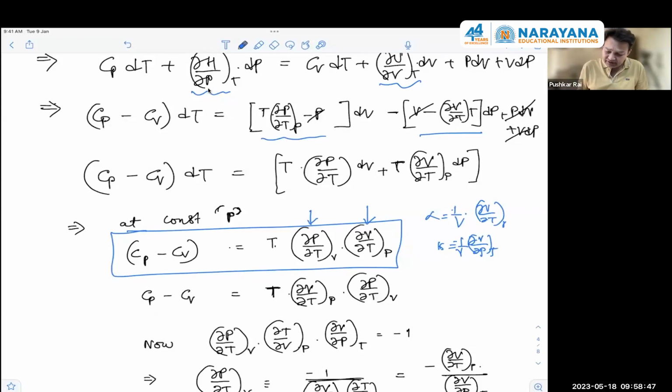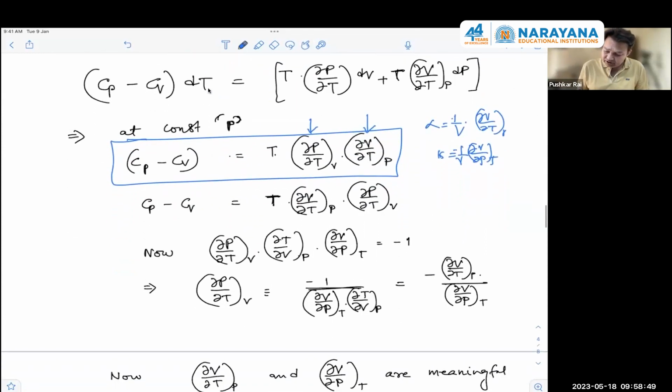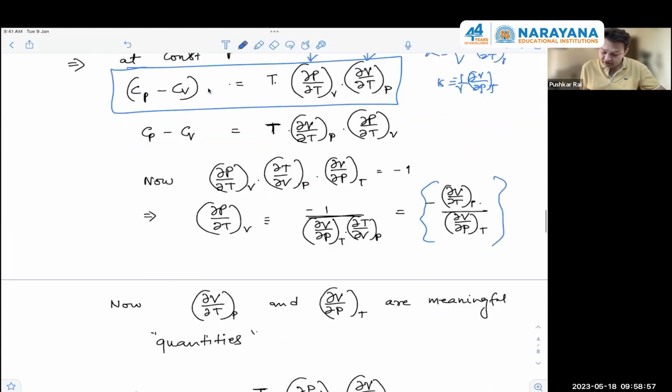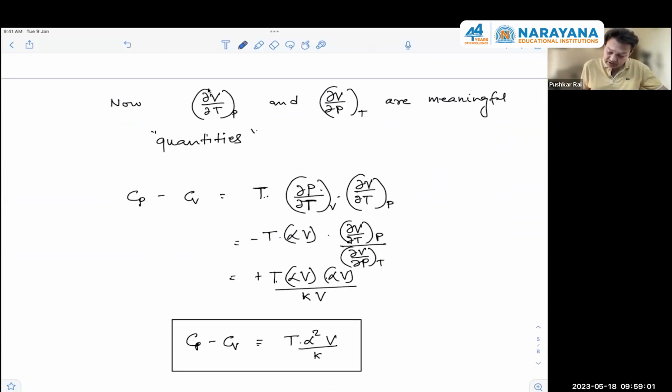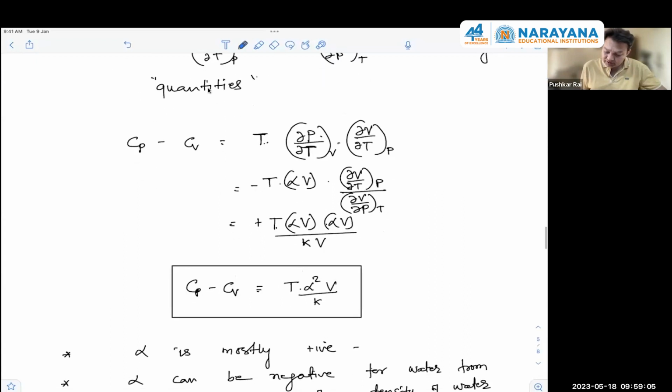So quickly we can change this. We can change this del P by del V by the cyclic rule. We can change like this. And if we change like this, we can substitute in this equation and we get a very interesting equation: Cp minus Cv is equal to T into alpha V K. You get this expression. Now this expression, if you know it, you also know how water's heat capacity relates.